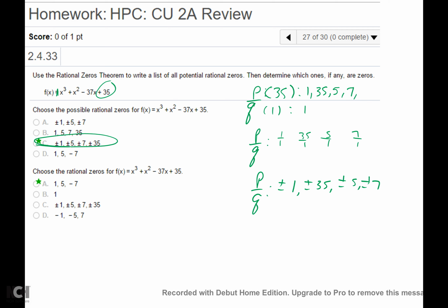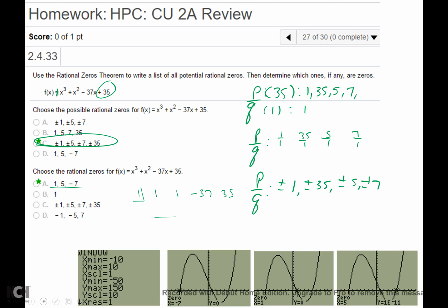Okay? Now, to find the rational zeros, we could just start randomly guessing. Maybe it crosses at 1. I could put 1 in the hole and do my coefficients, 1, 1, negative 37, positive 35, and see. But we use a little old and a little new. So when I graphed it, I can see it crosses at negative 7. I can see that it crosses at 1. And I can see that it crosses at 5. So my rational zeros are 1, 5, and negative 7.